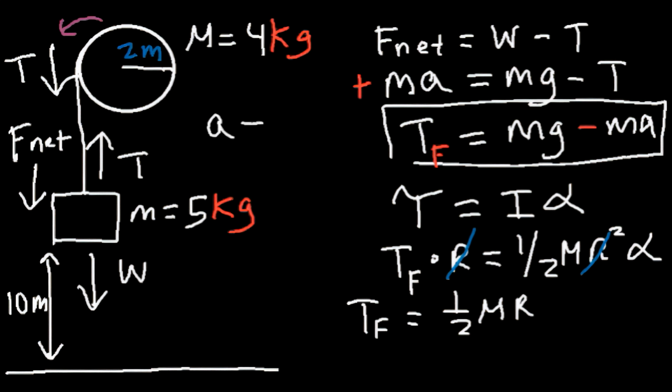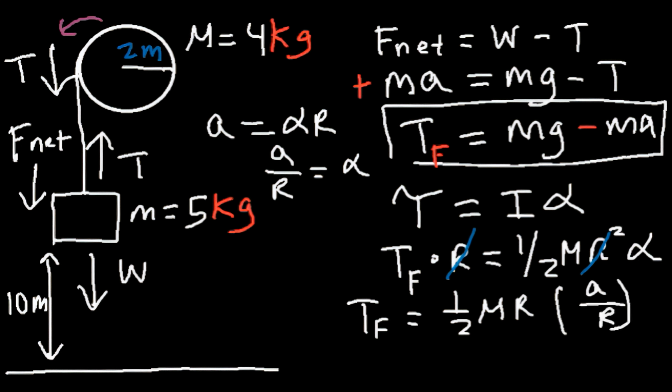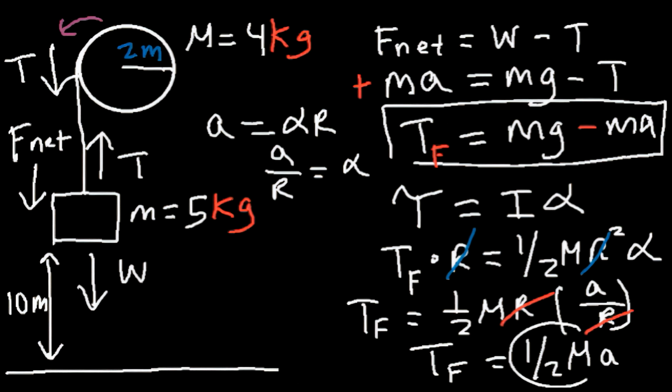Now we know that tangential acceleration is equal to the angular acceleration times the radius. So if we divide both sides by r, the tangential acceleration divided by the radius is equal to the angular acceleration. So let's replace alpha with a over r. So then the radius cancels, and so we have that the tension force is equal to 1/2 the mass times the acceleration. So as you can see, the inertial mass, or the equivalent inertial mass, is 1/2 m, which is what we used in the last example.